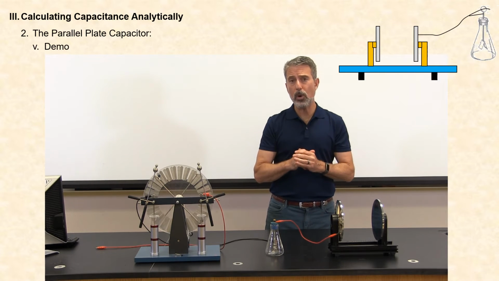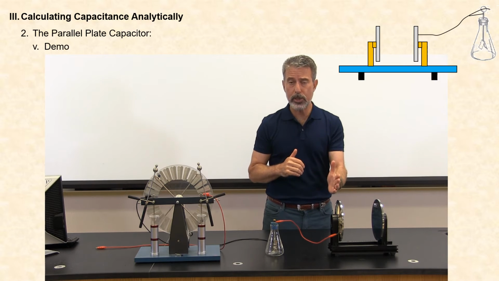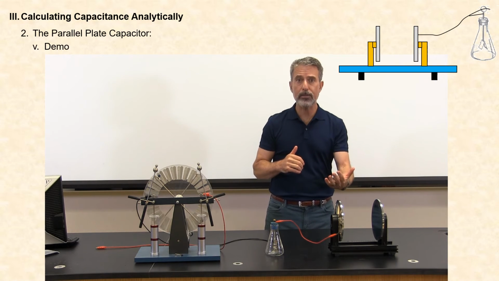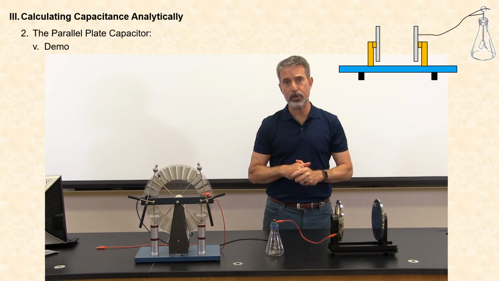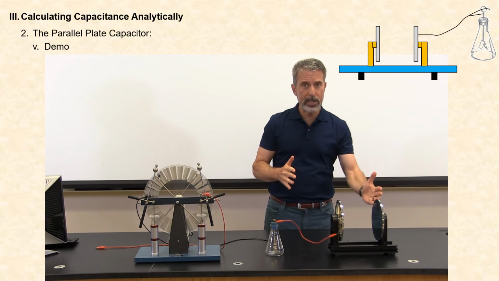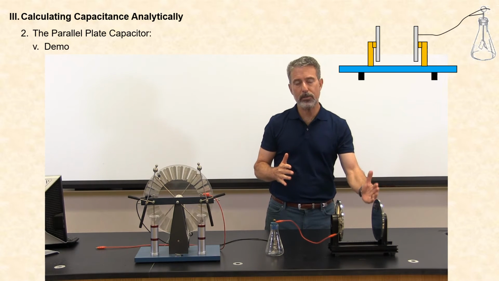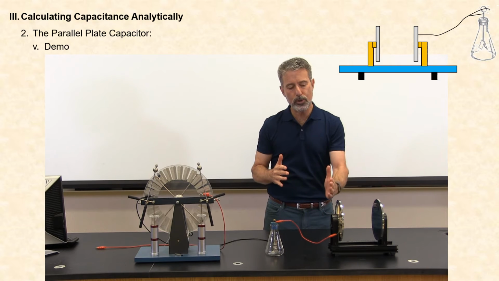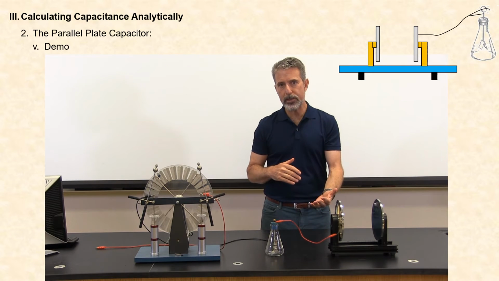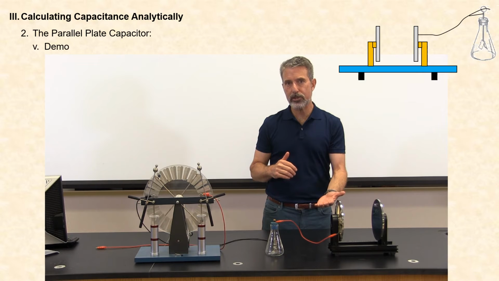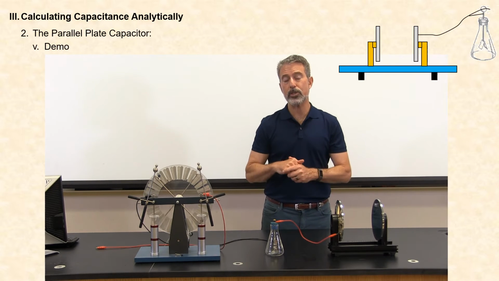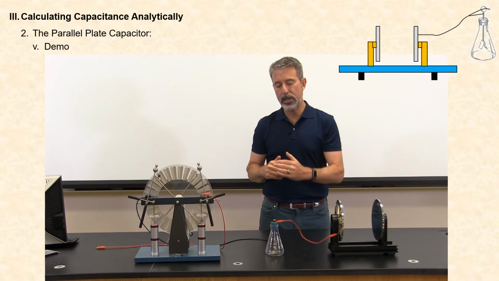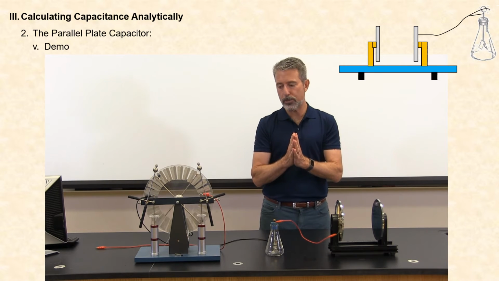Now, let's think about what we know. We know that the charge on one of these capacitor plates is equal to the capacitance times the potential difference. What I'm going to do is change the capacitance. I'm going to move the plate here closer to the other plate. As the plate spacing decreases, the capacitance should increase. That should increase the charge on the capacitor plate, which should decrease the charge on the electroscope. So in that case, you should see the leaves of the electroscope start to fall.